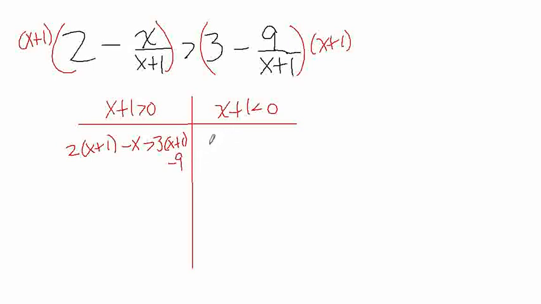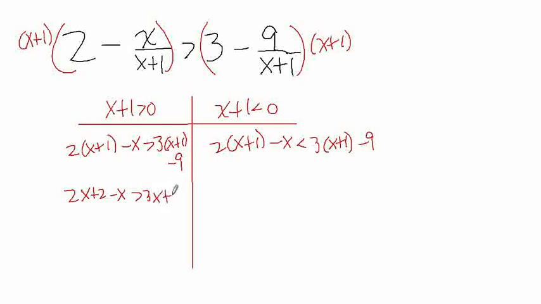On the right side, we would have the same, except that the sign of the inequality is going to be reversed. Okay, all I did there was distribute the binomial x plus 1. All right, so continuing, 2x plus 2 minus x is less than 3x plus 3 minus 9.